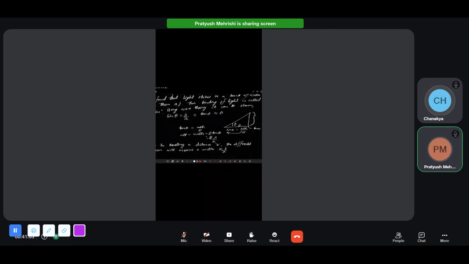if it is traveling a distance z, then this will be the acquired width of the light. Okay, this will be the part B or B.